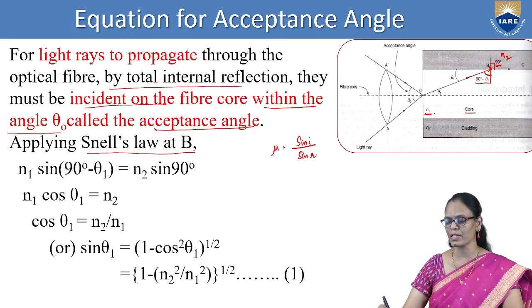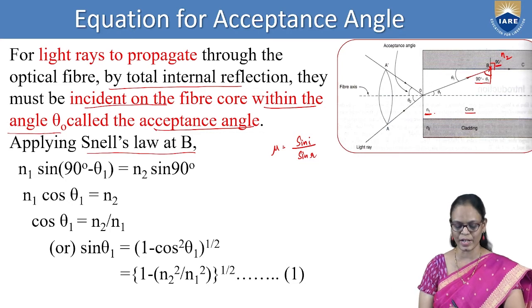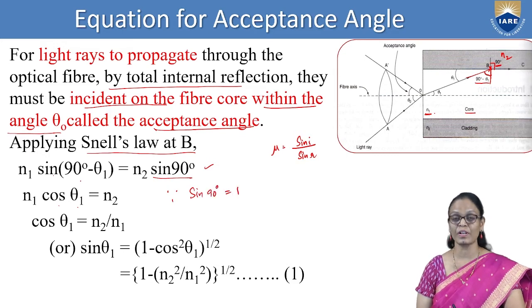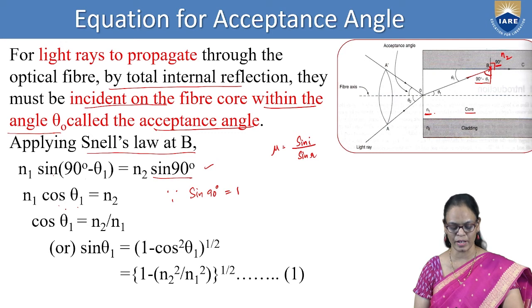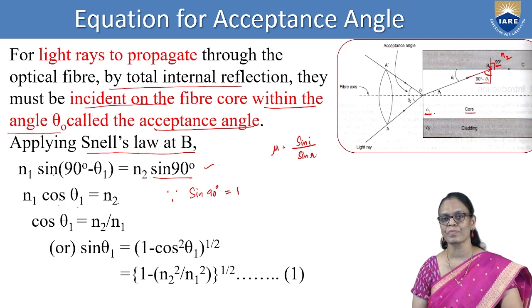N2 is the refractive index and the angle is 90. So we are writing it as N1 sine(90 minus theta 1) is equal to N2 sine 90. Now what is sine(90 minus theta 1)? If you see the trigonometric functions, sine(90 minus theta) becomes cos theta. So we'll write it as N1 cos theta 1 is equal to N2, since sine 90 degree is equal to 1.